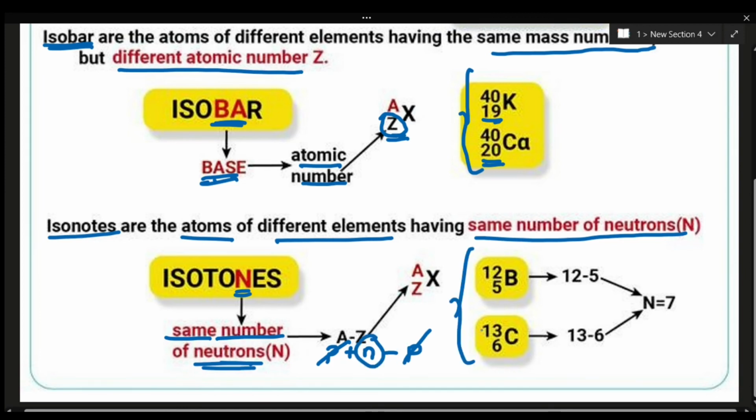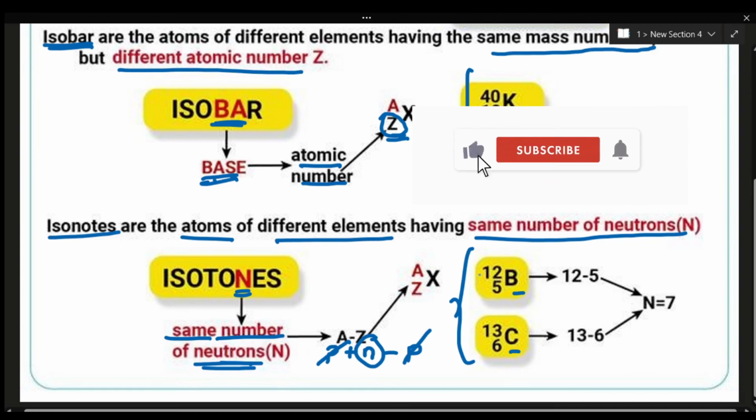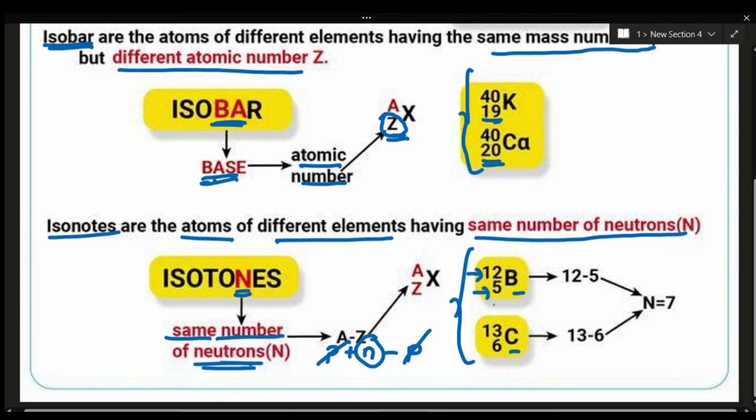Let's see the example. Example given here is boron and carbon. For boron, the number of neutrons can be calculated as mass number minus atomic number, which is 12 minus 5, and we got the answer as 7. Whereas for carbon the mass number is 13 and the atomic number is 6. So it is 13 minus 6, and again the answer is 7. So these both atoms have the same number of neutrons, and that is why they are called isotones. And here you can learn it as N in between in isotones.